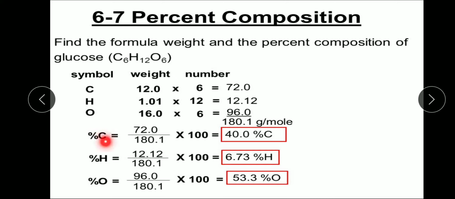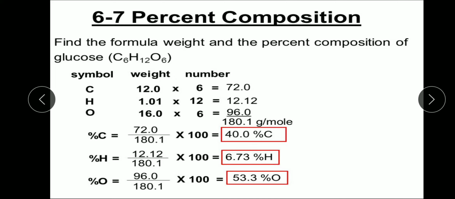First one, percentage of carbon is calculated by total weight of the carbon 72 divided by total weight of the glucose 180.1 times 100. It gives 40 percent. Like that for the hydrogen, 12.12 divided by 180.1 times 100 gives 6.73 percent of hydrogen. Like that for the percentage of oxygen, 96 divided by 180.1 times 100 gives 53.3 percent of the oxygen. So here the percentages of carbon, hydrogen and oxygen are 40, 6.73 and 53.3.